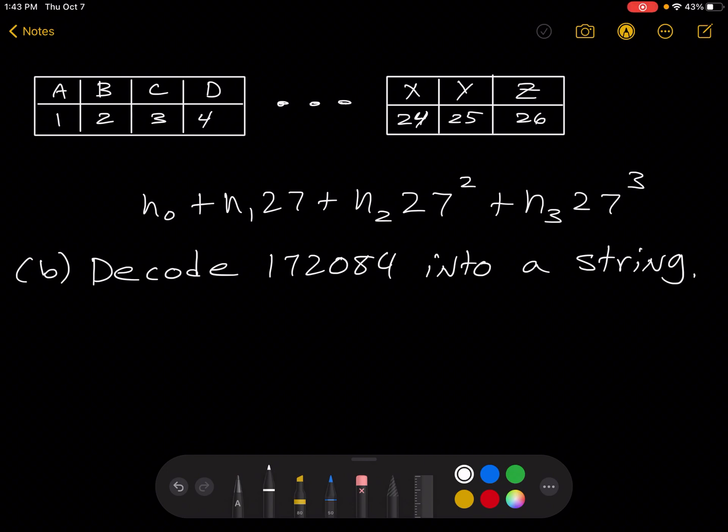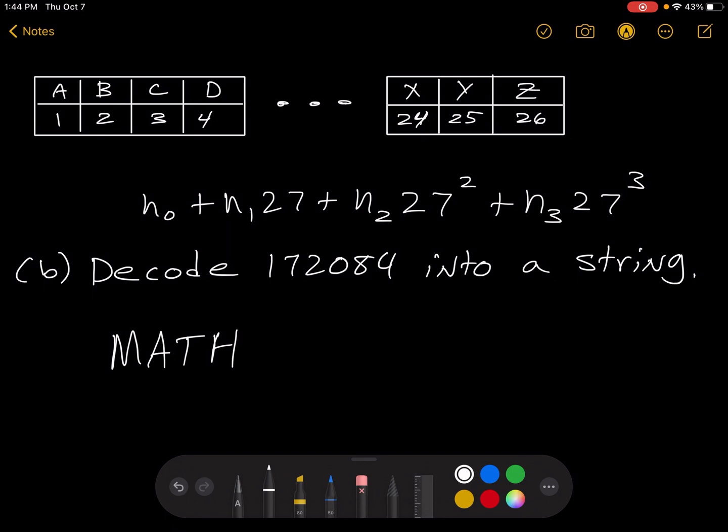In the previous video, we saw that the encoding of the string math is 172,084. So with that in mind, we know that the decoding of 172,084 is going to be the string math. But I think it's good for you to see what the answer is before we decode it so you can see these letters popping up.